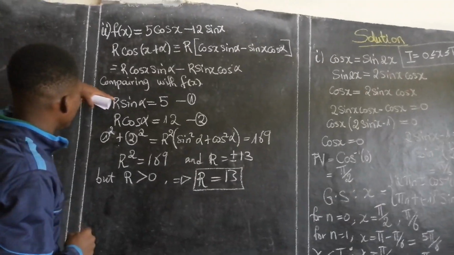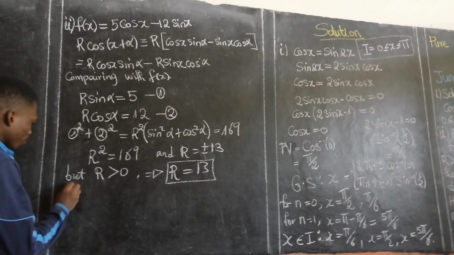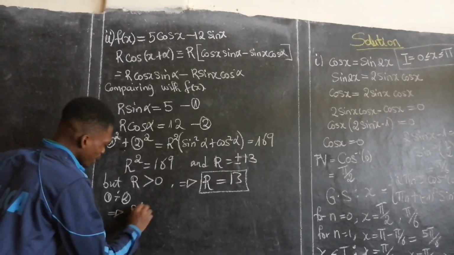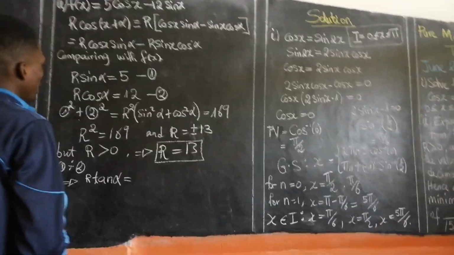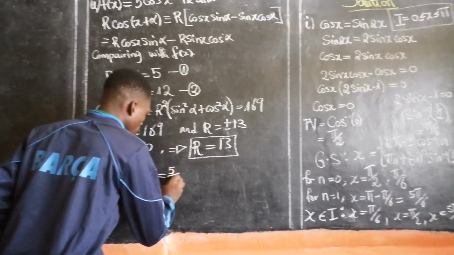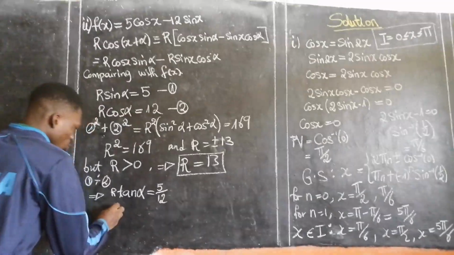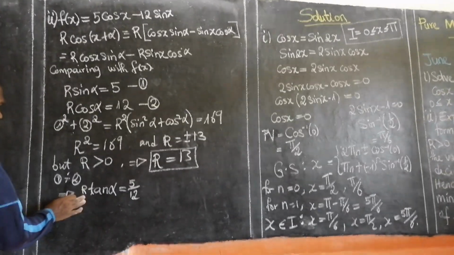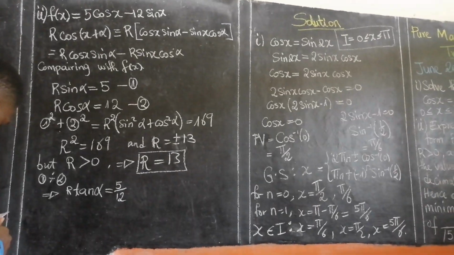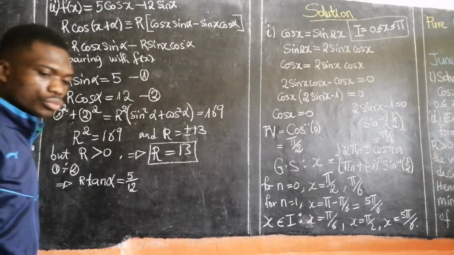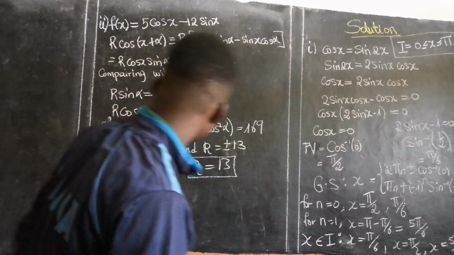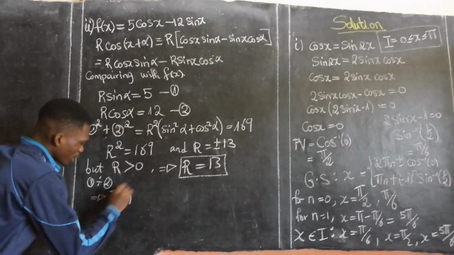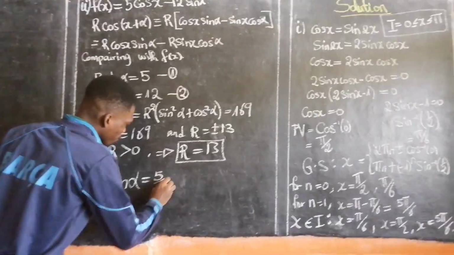Now what is the next thing we can do? Divide equation 1 by equation 2. So let's take equation 1 divided by equation 2, and this gives us r tan alpha is equal to 5 on 12. When we divide equation 1 by equation 2, r cancels off. So we are left that tan alpha is equal to 5 on 12.